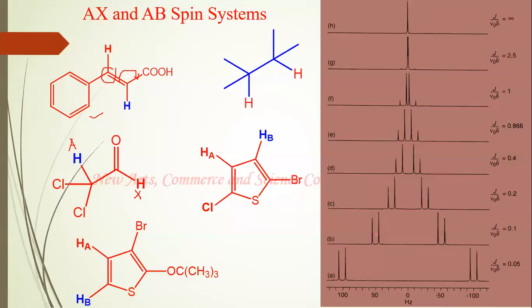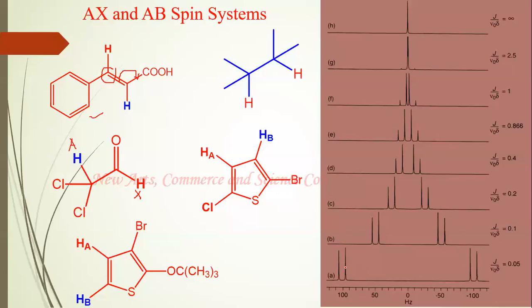Now look at this part of the slide. In this lower part, you see there are two doublets, and as we go above, the two doublets are there, but they are coming close to each other. They are coming close to each other means what? The chemical shift difference is decreasing. So see, first these two are well separated doublets.